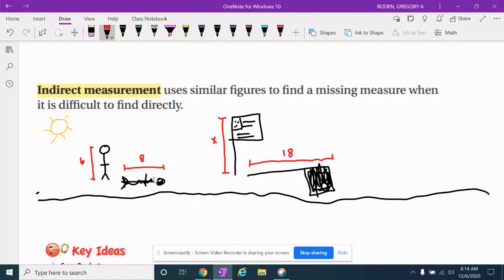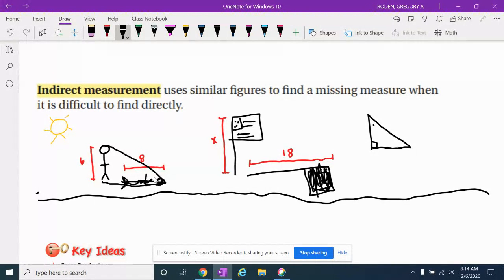So there's a way called indirect measurement we can do this. So I want you to look at this really quick, and then we'll talk about how we would do it. We'll come back to this in a second. If I make a triangle between myself, the end of my shadow, and the ground, that's going to be a right triangle.